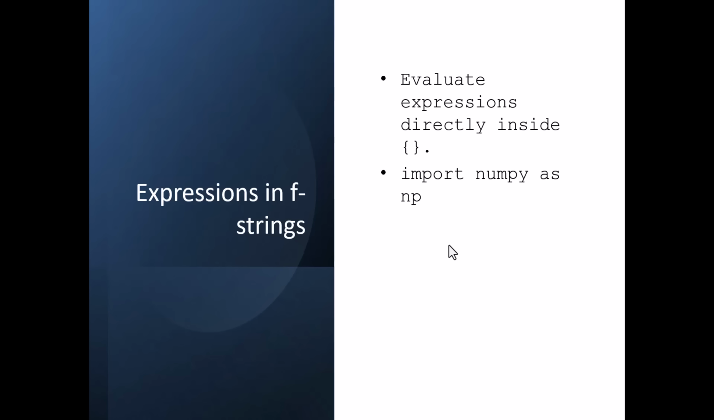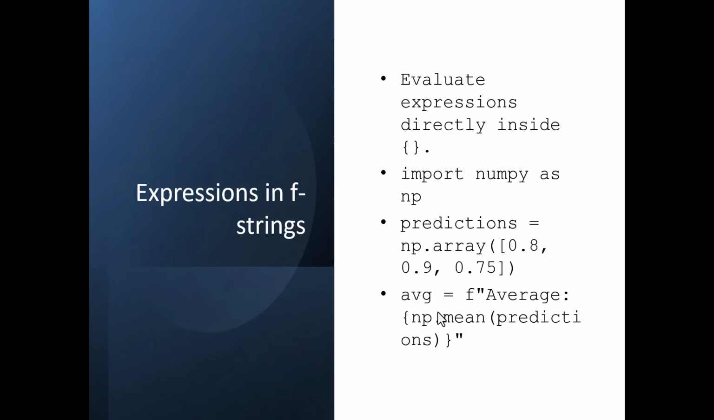Import numpy as np. Predictions is an np.array of predictions with probabilities 0.8, 0.9 and 0.75, and the average is this f-string, average: np.mean(predictions). NumPy is a Python library, and it has a mean function which gives the mean of the predictions. So let's run this and print the average.